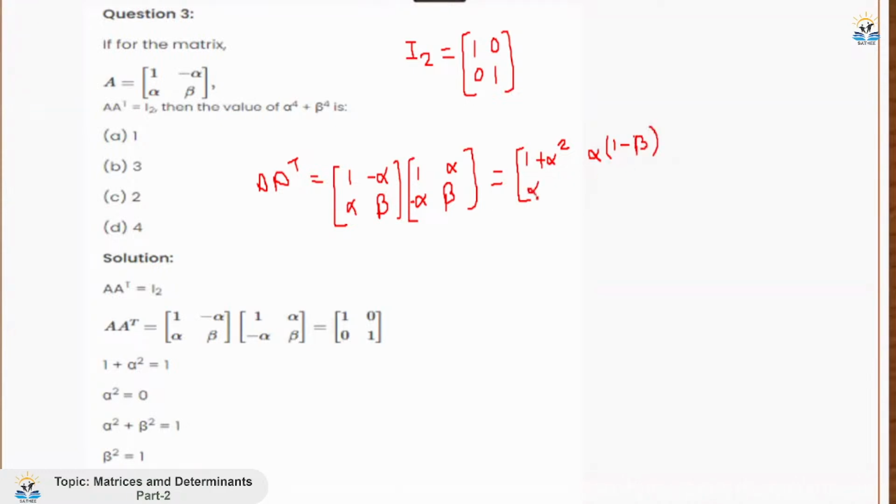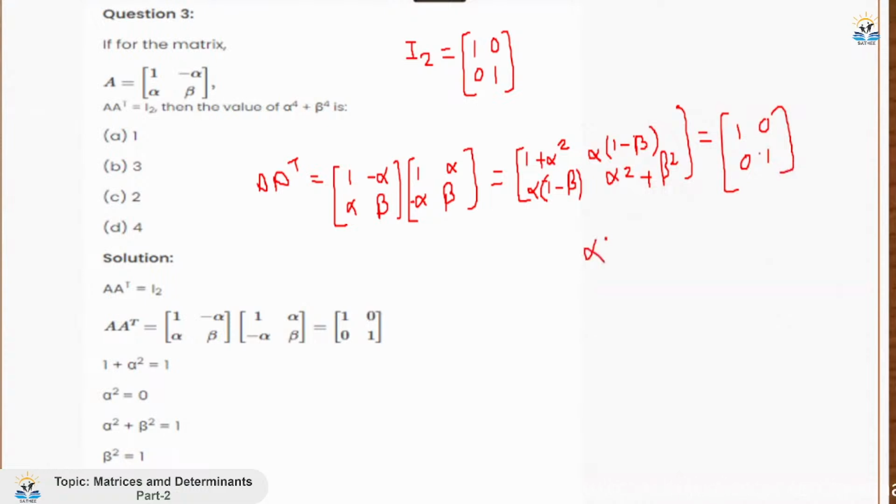Then alpha plus alpha minus alpha beta. So you can write it alpha common 1 minus beta. And then finally alpha square plus beta square. This thing is given to us equal to I2. So this thing is equal to 1, 0, 0, 1.